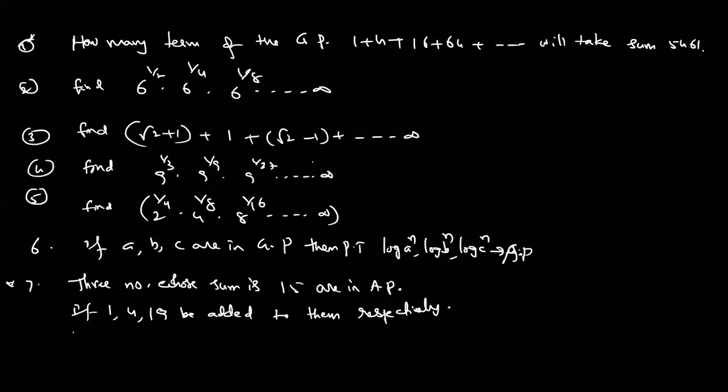If 1, 4, 19 are added to them respectively, then they are in GP. Find the numbers. Question number 7. Question number 8.